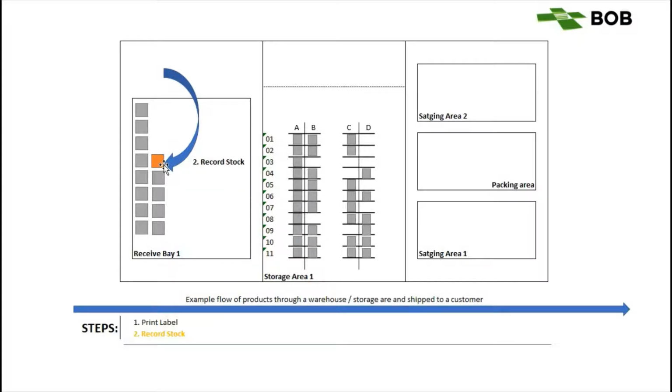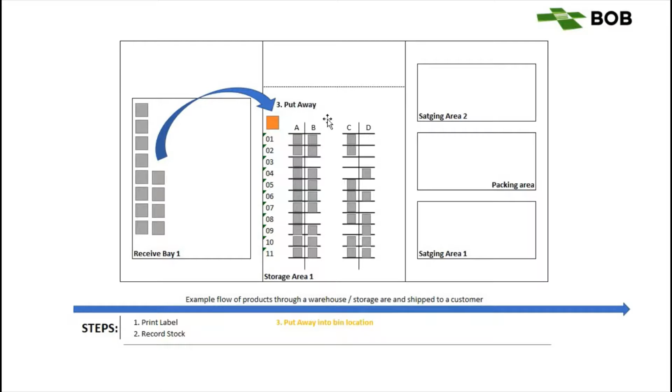So now the stock is recorded into BoB and we can physically see the availability of that stock in our system. From there, the stock will then be put away. It will be put away into the warehouse or the storeroom, and you can actually move the individual items, if they're labeled correctly, into the individual bays. So now we know exactly how much stock we have in what locations.